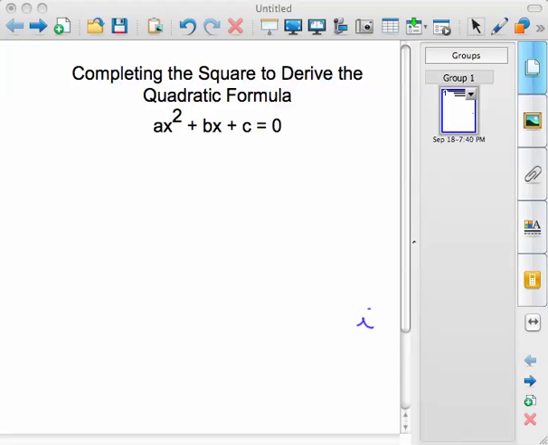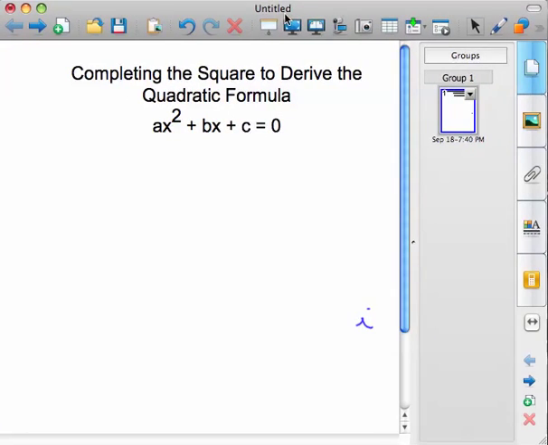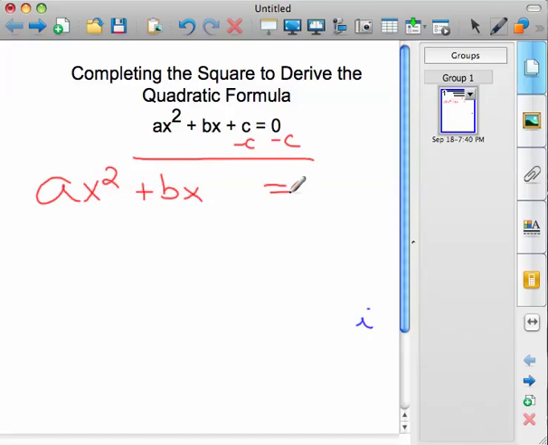Alright, completing the square on a quadratic equation to derive the quadratic formula. So the first step is you can either move the c to the right or get your coefficient of your quadratic term to 1. So let's go ahead and move our c to the right. The first step is to subtract c from both sides of the equation. If you do that, you have ax squared plus bx equals 0 minus c, which is negative c.